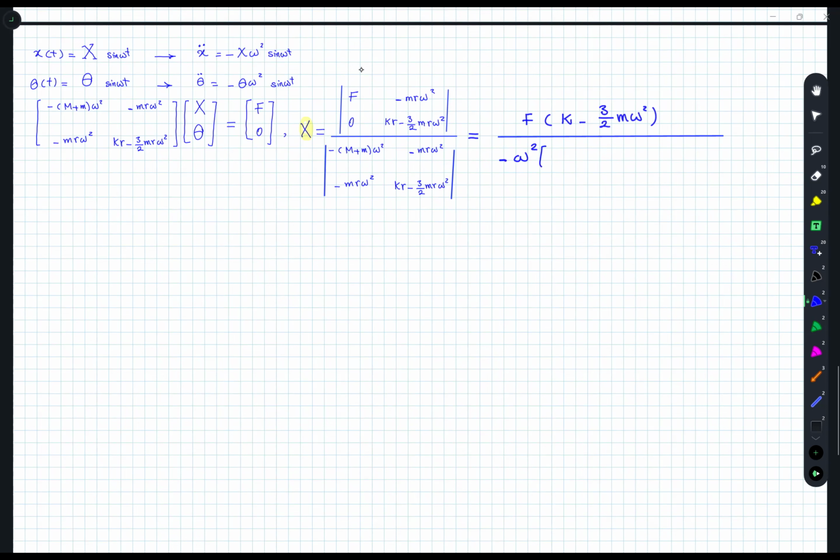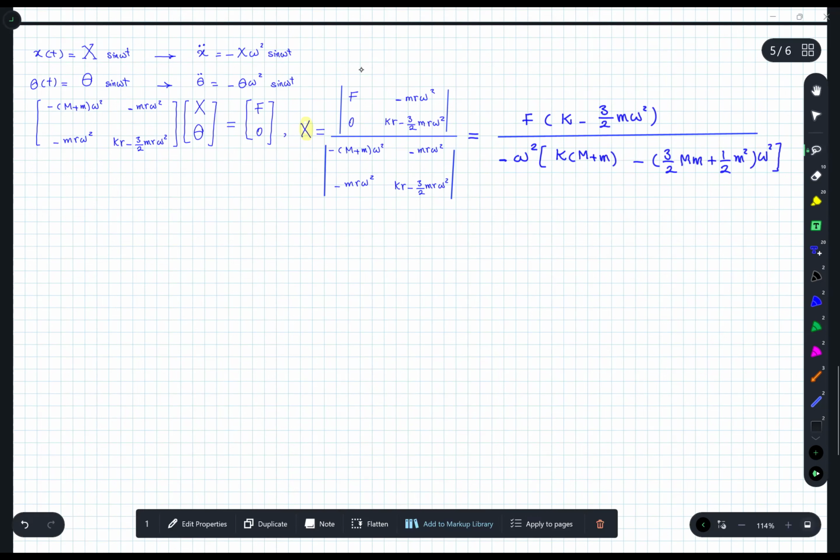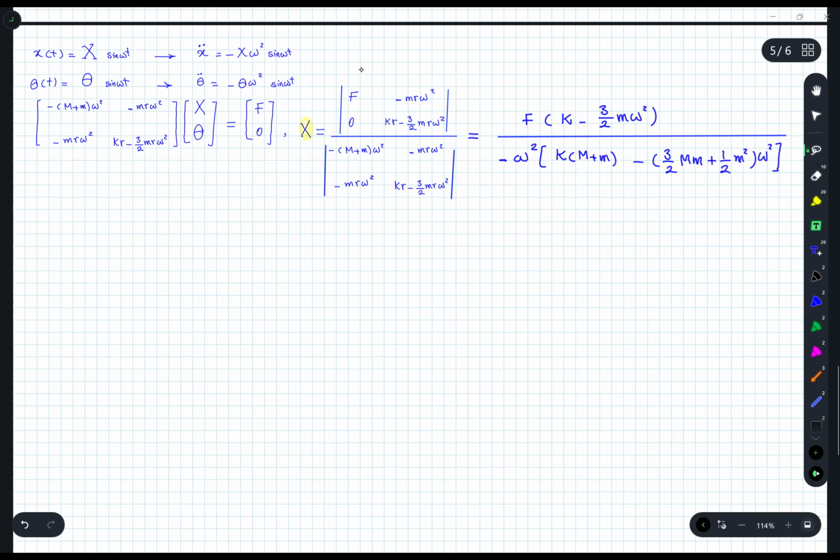Omega squared, bracket k m plus m minus 3/2, a little bit long, half of m squared omega squared, and I close the bracket here. Right? So that's the response of x that we managed to find.